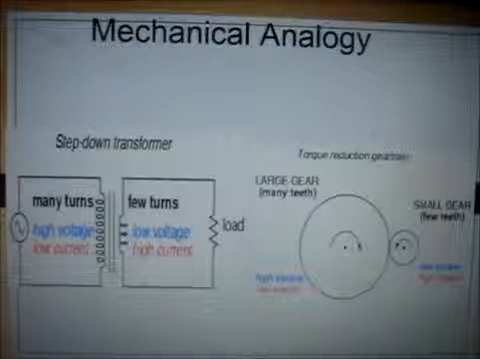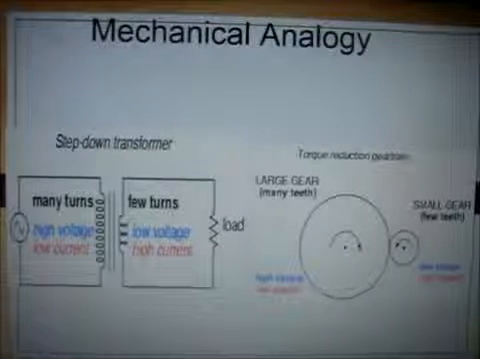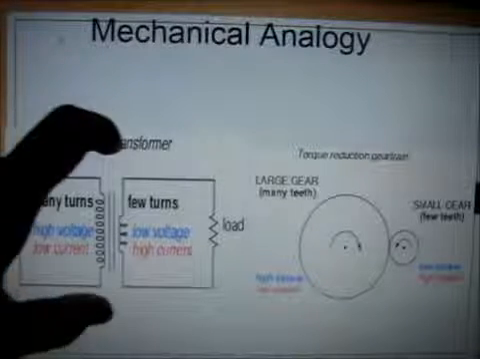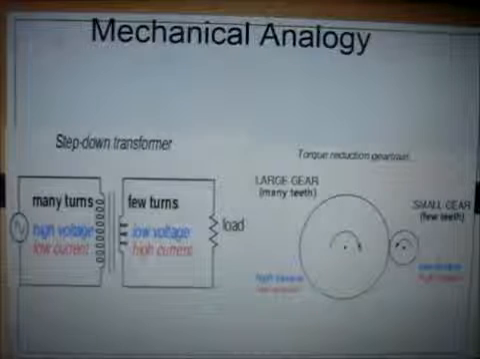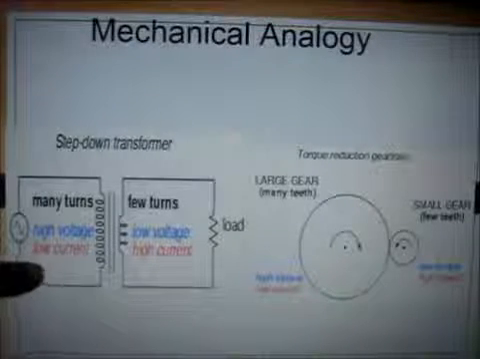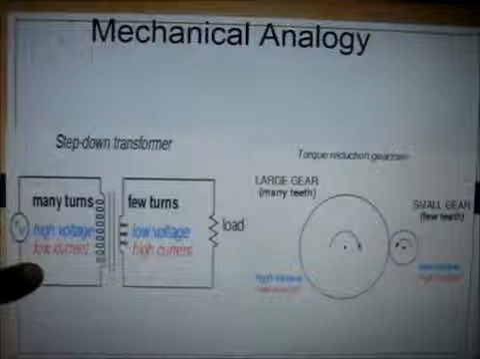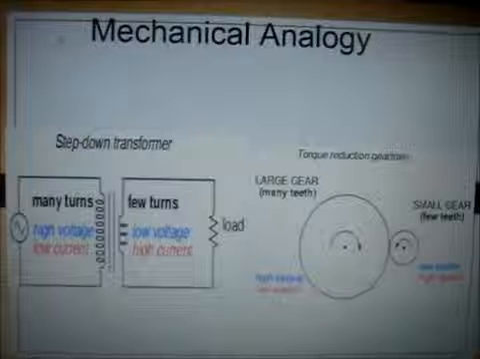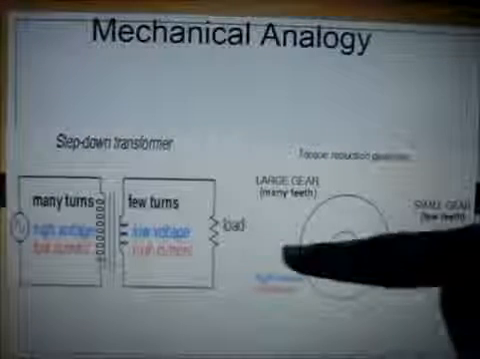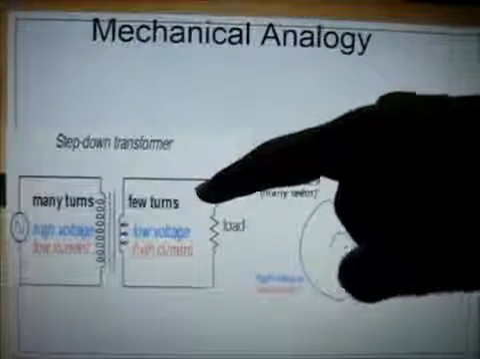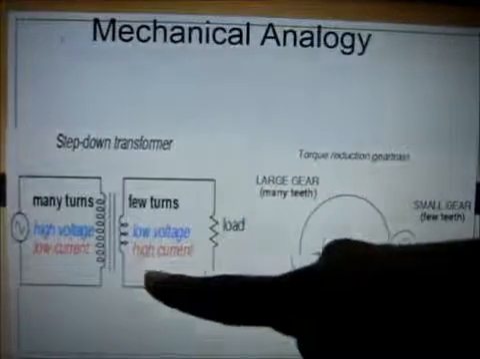Now, this is a mechanical analogy you have to know. This is an example of a step down transformer. We can see three elements over here: number of turns, high voltage, and low current. As this is a step down transformer, we want to get a lesser voltage on the load side, so the number of turns is reduced, voltage is reduced, and current is increased.